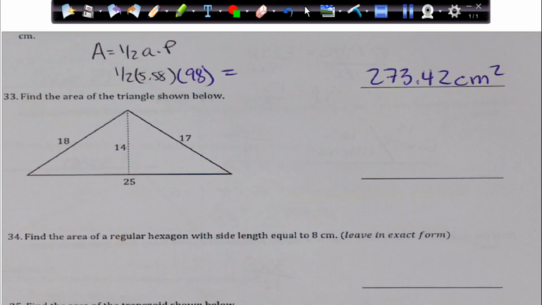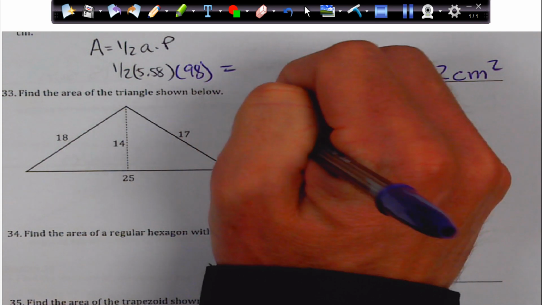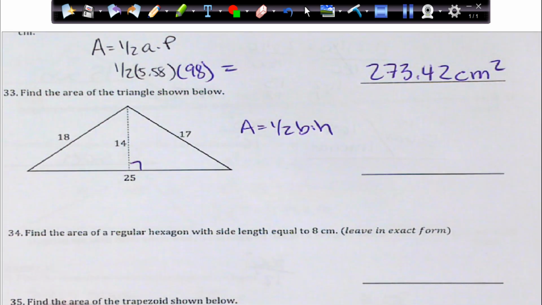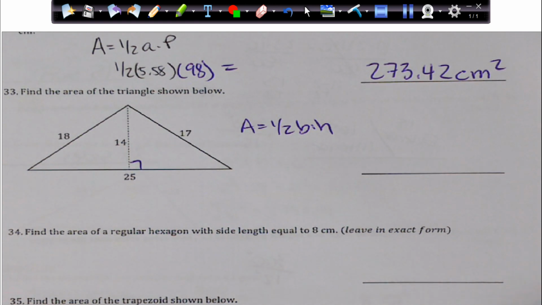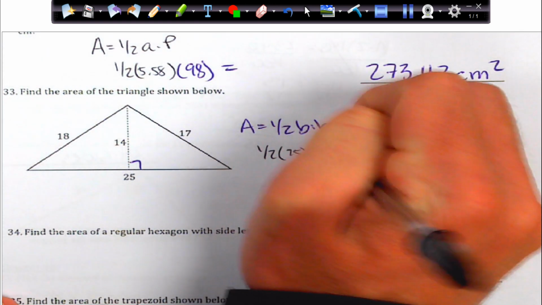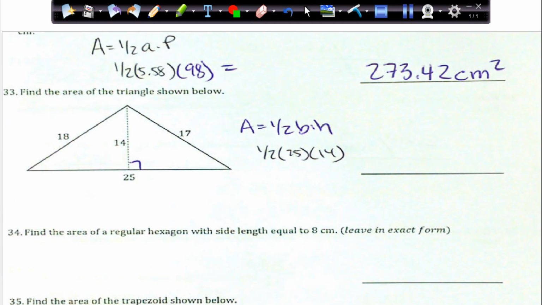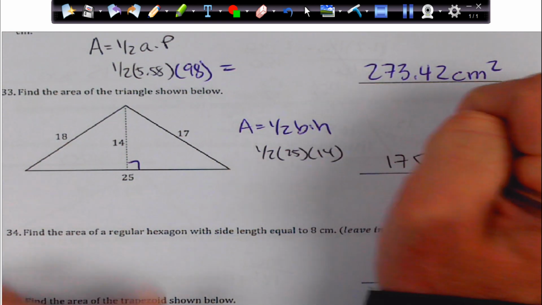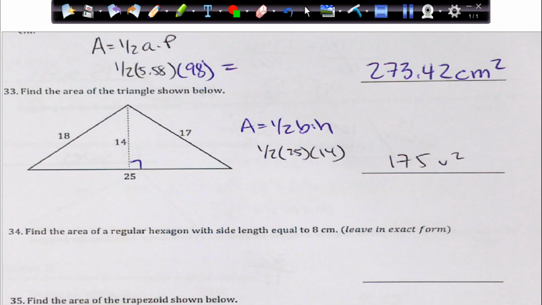Find the area of the triangle. Area of a triangle is 1/2 base times height. Again, we want to look for that 90. There should be a 90 on that. So that's going to be 1/2 times 25 times 14. Plug it in to your calculator, and we should get our answer of 175. I don't see units, so I'm just going to put a U.